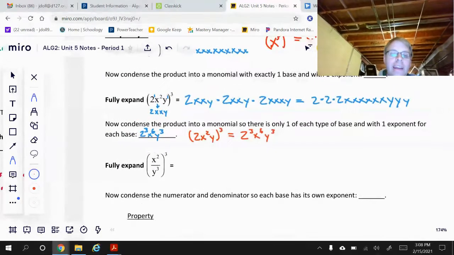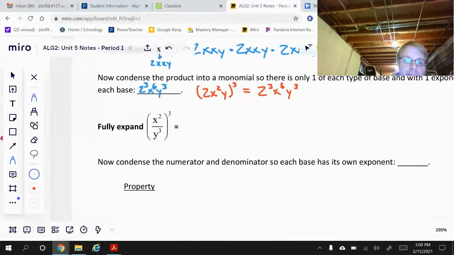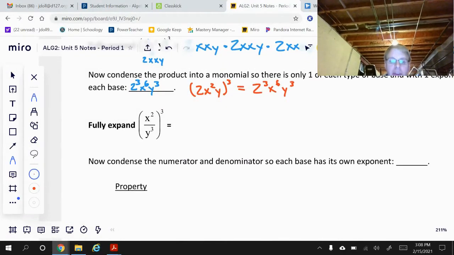All right, we're going to take a look at one more example here. And then once we've got that one done, we'll take a look at all 3 of these red equations where we were able to take an expression and simplify it and see if we can find a shortcut here. So same deal as the previous one, fully expand, then fully condense so that each unique base in the numerator and denominator has its own exponent. Ready? Pause.